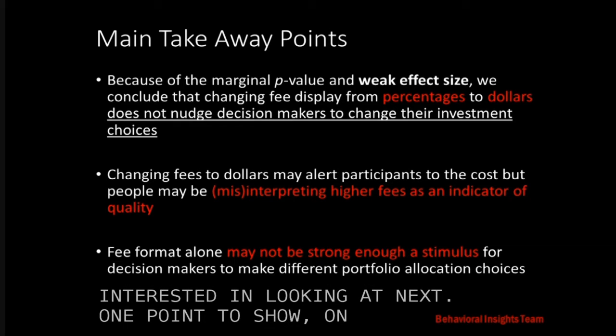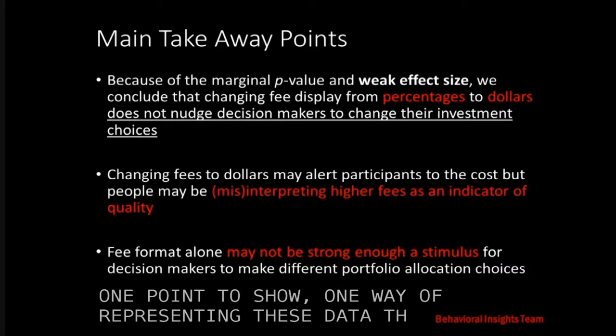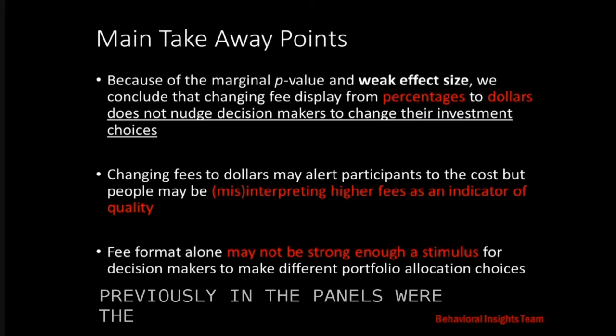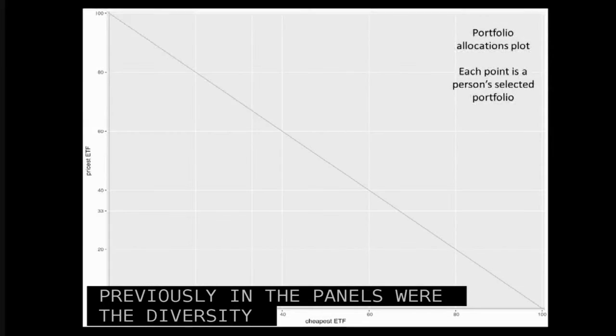One point also to show is one way of representing these data that builds on points made previously in the previous panels, the diversity of behavior and the sheer heterogeneity of different decision makers in this task. I've shown you very standard analyses from the behavioral sciences, but these averages often hide the amount of variance that goes on behind the scenes. So let me just show you one way of representing how people make these portfolio choices.